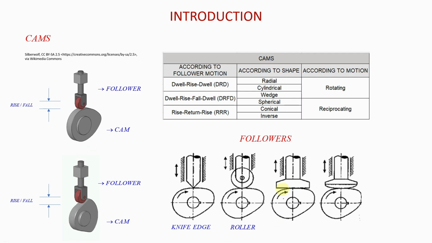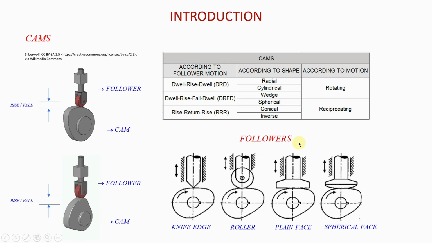But sometimes you can also have a follower that has a flat surface like this, a face like that, at its point of contact with the cam, and that is what you will refer to as the plane face follower. And then you can have one that is like this, and that is what we will refer to as the spherical face follower. Basically, we classify these followers depending on the point of contact they have with the cam.